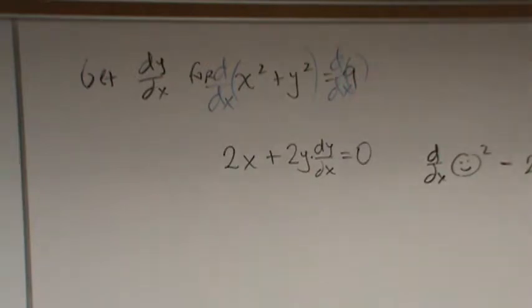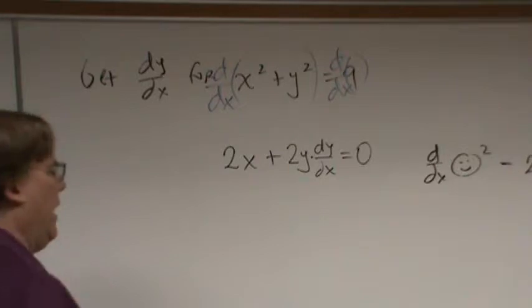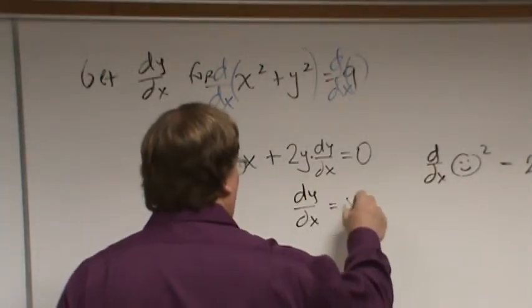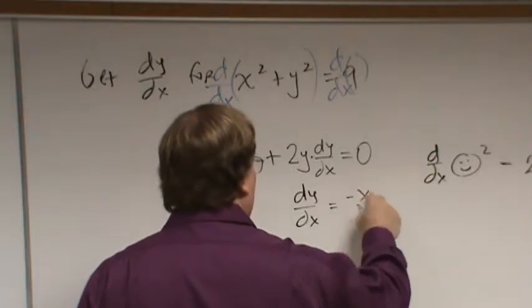And the derivative of 9 is equal to 0. And then, of course, what happens next is you solve for dy dx. Subtract 2x from both sides, divide both sides by 2y, and I get dy dx equaling negative x over y.